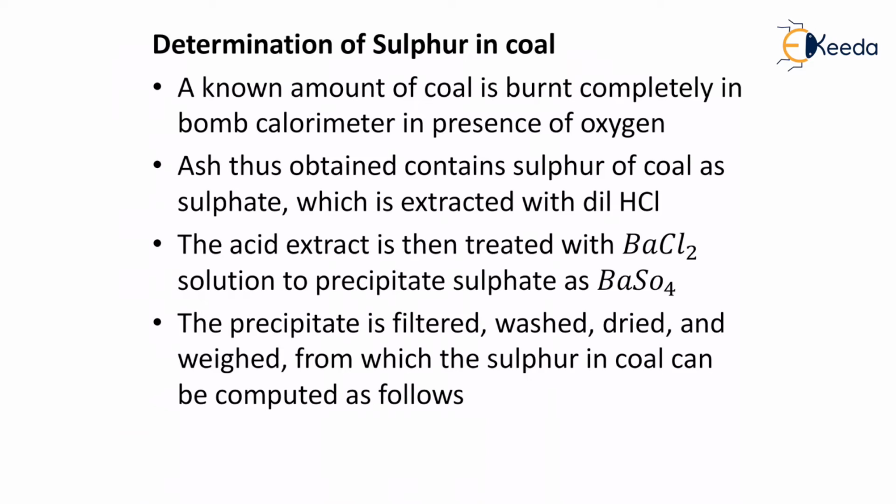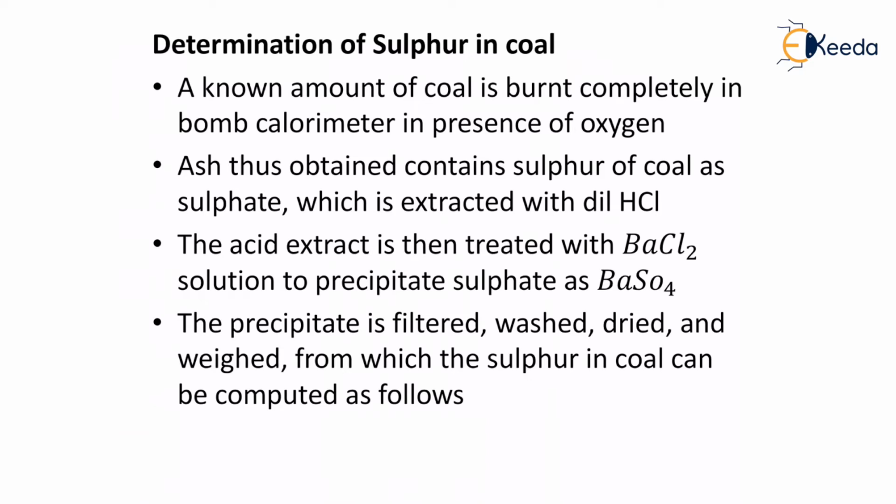Now we have determination of sulfur in coal. So we have determined carbon, we have determined hydrogen. After that we determined nitrogen. Now we will be determining the amount of sulfur. A known amount of coal is burnt completely in a bomb calorimeter in presence of oxygen.